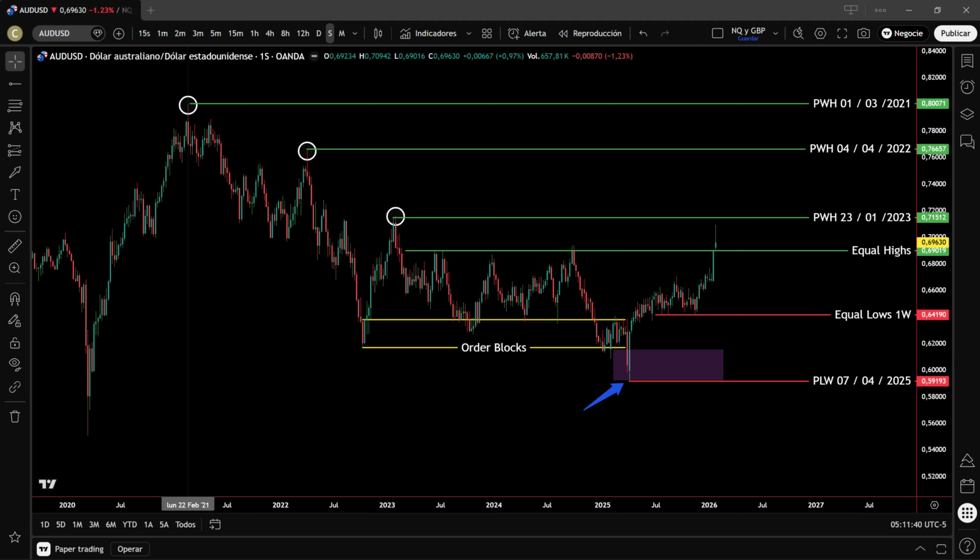We continue our weekly analysis with the Australian dollar to US dollar pair. Looking at the chart from a macro perspective, we identify a market structure that has been operating within a complex range following a prolonged downtrend. The presence of historical liquidity levels at the top is evident, marked by previous yearly highs such as the March 2021 PWH at 0.800 and the April 2022 high at 0.766. These levels represent long-term institutional targets.